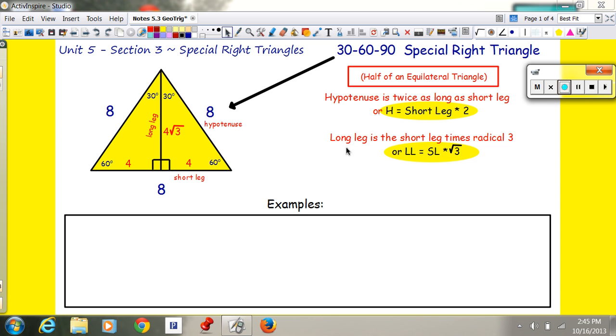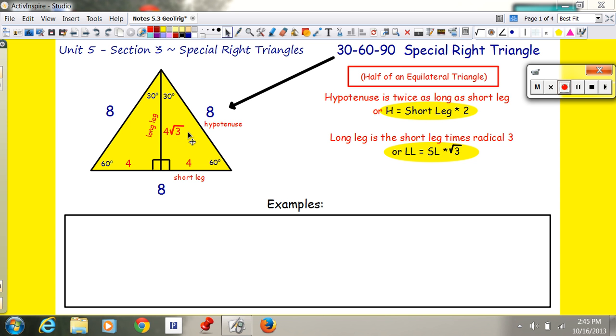The second little formula is that your long leg is the short leg times radical 3. So if you have a short leg, you can multiply it by radical 3 and it will give you your longer leg. So if I know my short leg is 4, if I multiply it by radical 3, I get my longer leg. Now remember, the longer leg is always across from the bigger angle. The 60-degree angle is going to be across from the longer leg. So if your shorter leg is 4, your longer leg is going to be more than that. It's going to be 4 radical 3.